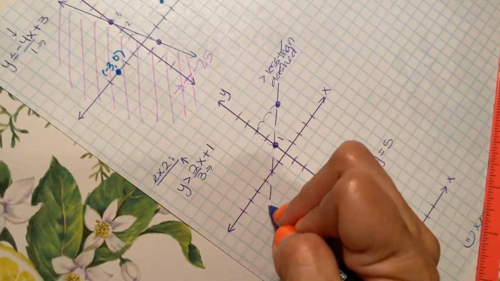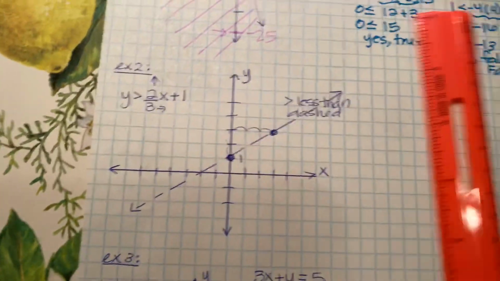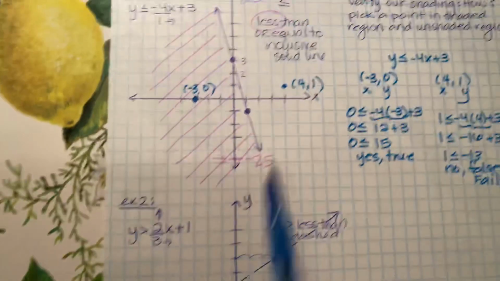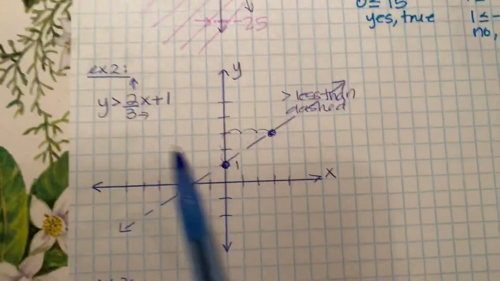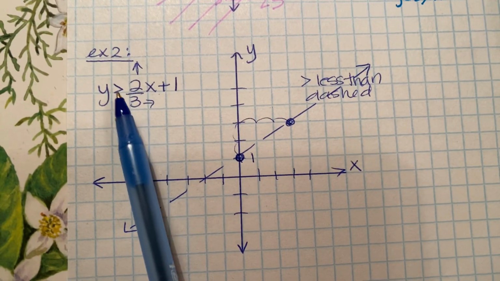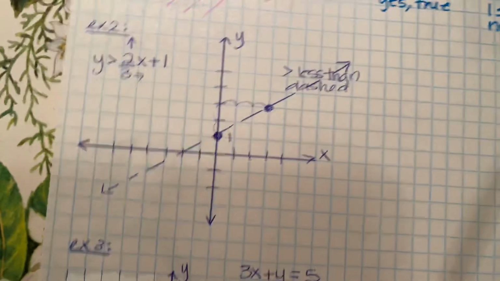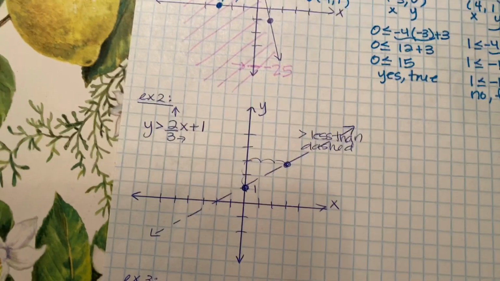Okay, so here's my dashed line. I'll rotate the paper. Here's my dashed line because it's not inclusive, right? That equal sign gets the solid through and through line, because that's equal to. But if it doesn't have the equal to, if it's just less than or just greater than, it's a dashed line. Okay, so now I have to figure out how to shade it.